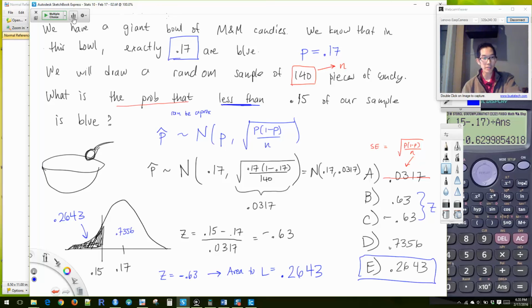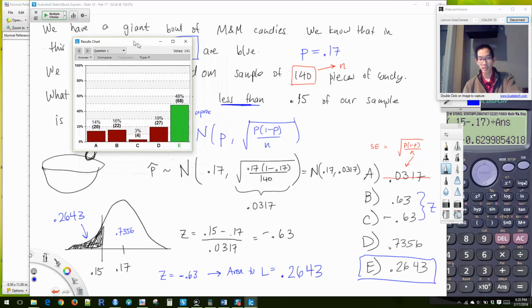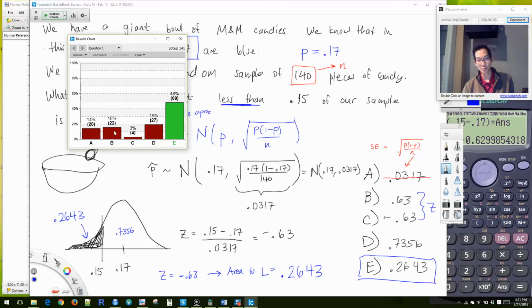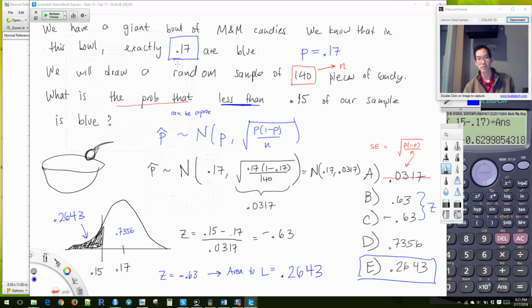I did notice when I was looking at this that more people chose B than C, and B is the positive number, 0.63. You want to make sure you're doing your subtraction correctly, where the quantity you're looking up always goes over here, and you're always subtracting off the mean. We can try another one of these problems a little bit later.